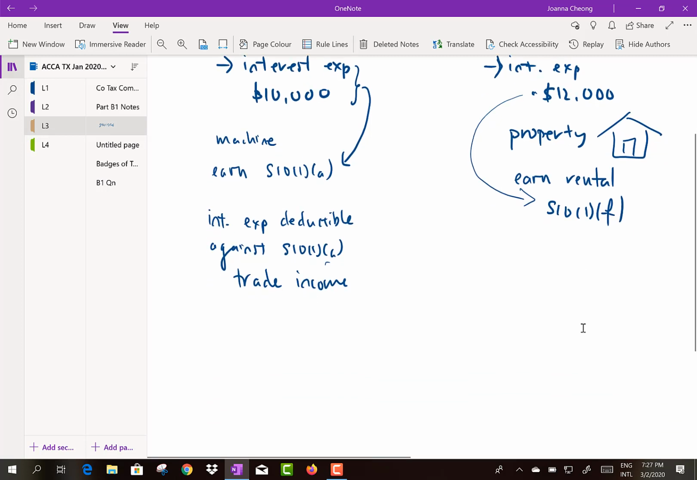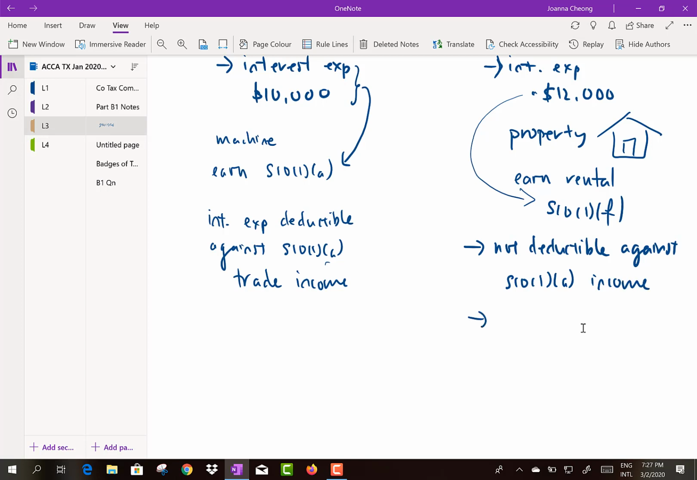Let me write down. Since you know that it is not deductible against your trade income, what must you do first? Not deductible, what adjustment do you do? You have to add back first. You have to add back the 12,000 interest expense. Yesterday we talked about the deduction adjustment, right? You have to add back the interest expense.